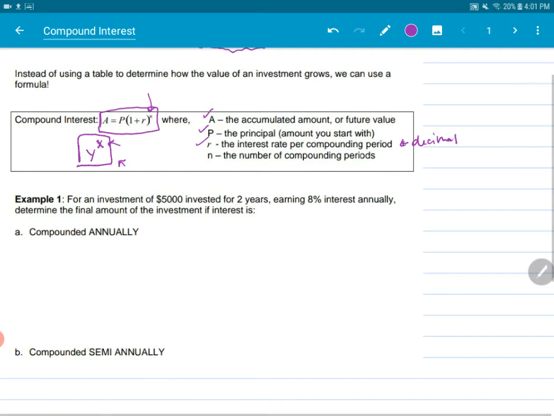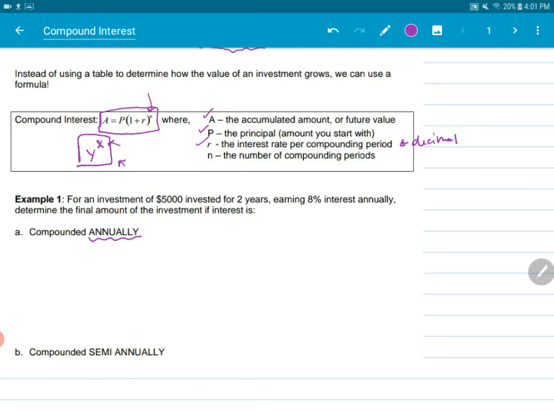For the first example, that's an easy one because it is annually. We're going to take the same exact situation for example 1 and compare it for each different situation: semi-annually, all of them. We'll do the first 2 together, and the rest you're going to try on your own.